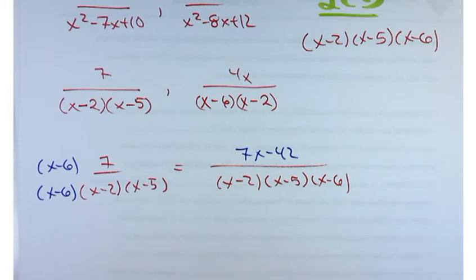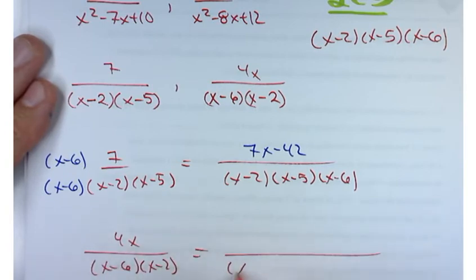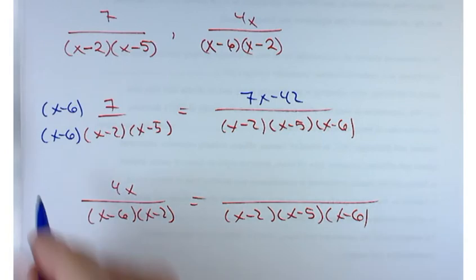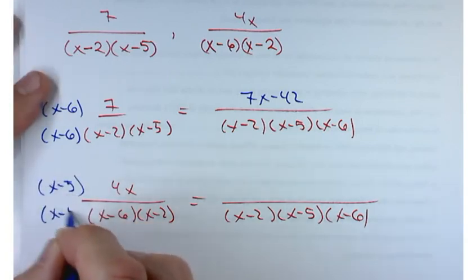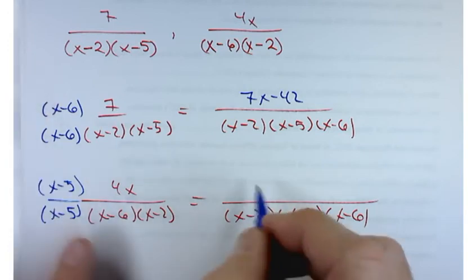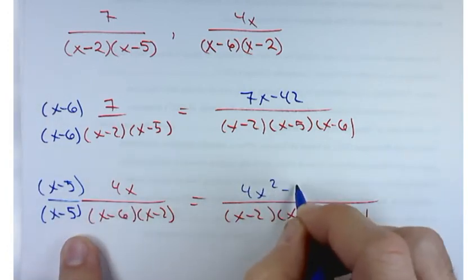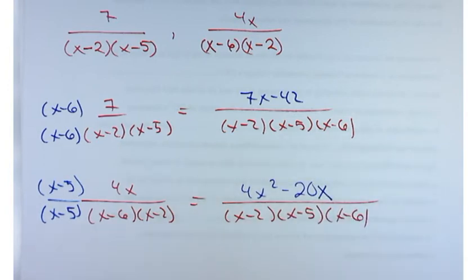Likewise with the other one. With the other one, 4x over x minus 6 times x minus 2. What's missing this time? Good, x minus 5. So x minus 5, x minus 5. When I distribute that, 4x squared minus 20x. Thank you.